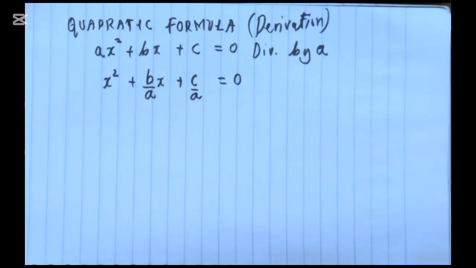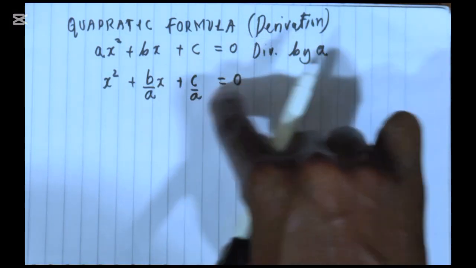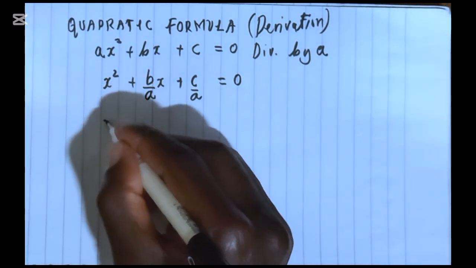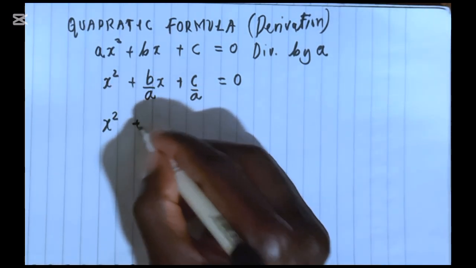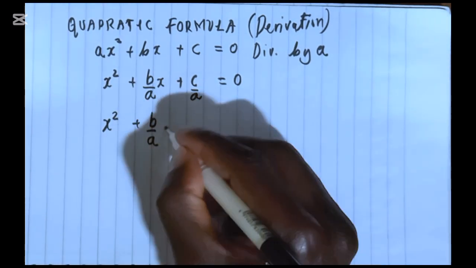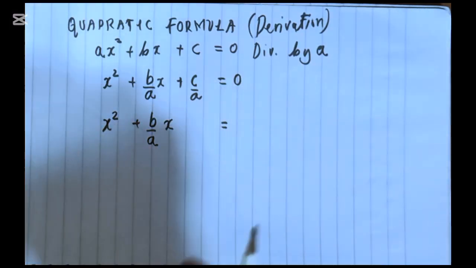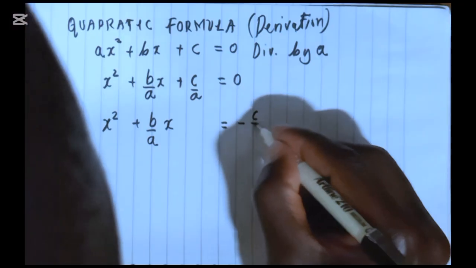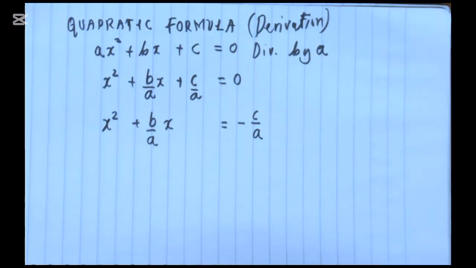All right, so we want to write this in a manner that will let us write it as a complete square, as a perfect square. So basically that means that we're going to have to take our c on the right hand side, the same thing that we do with the completing the square method. So we're going to have x squared plus b all over a x, and c all over a to the right hand side is going to be minus c all over a. So that is what we are going to do.